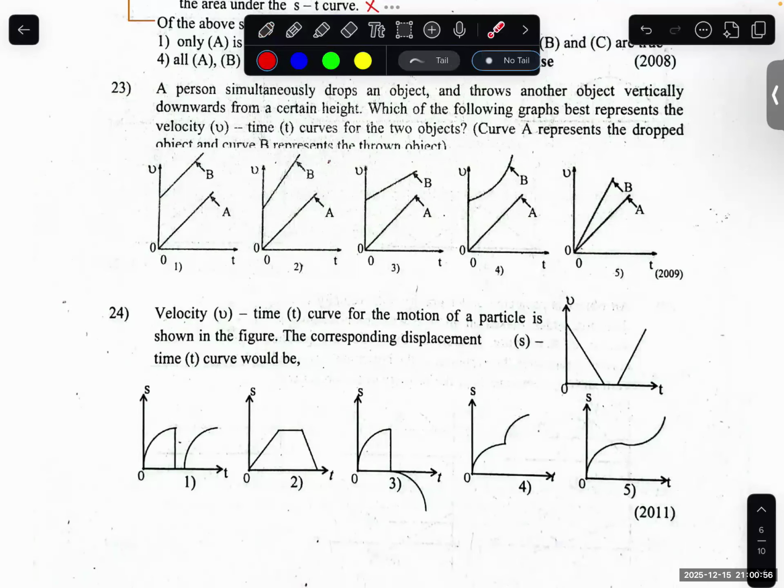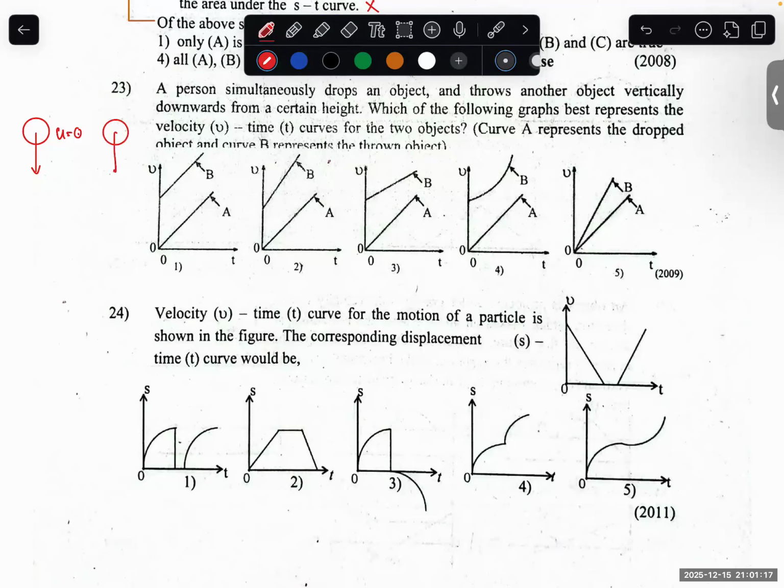A person simultaneously drops an object and throws another object vertically downwards from a certain height. Dropping is from initial zero velocity. Throwing is with an initial velocity. So for dropping, the initial velocity is 0. For throwing, V is equal to U, where U is greater than 0.